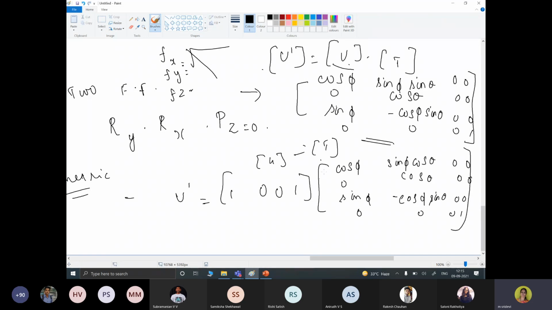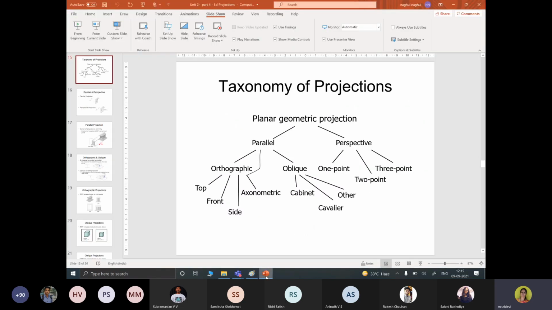When you multiply this, and you look at all three factors, you will get the values cos phi, sin phi, sin theta, 0, 1. Finally, after multiplication, you get this value. So with this foreshortening factor, we can say whether all use the same factor, or different factors, or two use the same or one uses a different one. Based on that, we can say. So I will be showing the PPT.